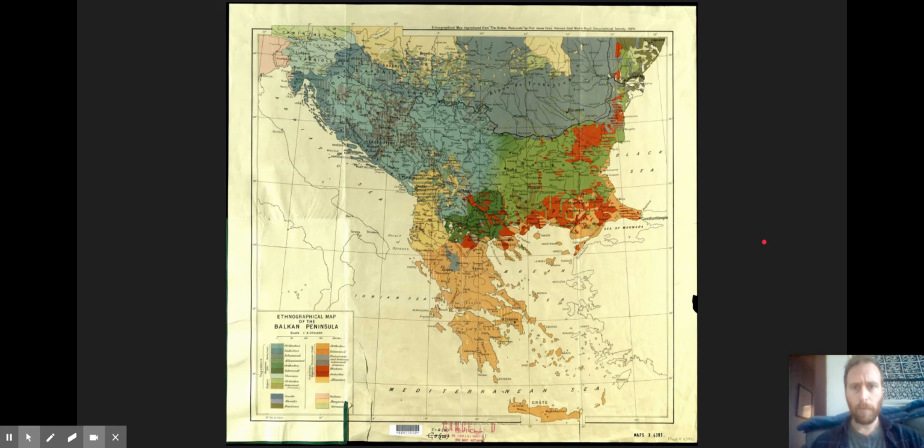This is an ethnographic map of the Balkans, just as a way of showing you how difficult it would be to try to draw nation-state borderlines. Look at Bulgaria. Look, there's all these different ethnicities. It kind of just mixed together in a checkerboard pattern in these areas.